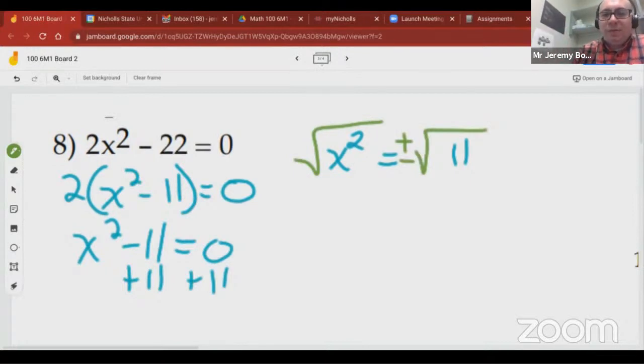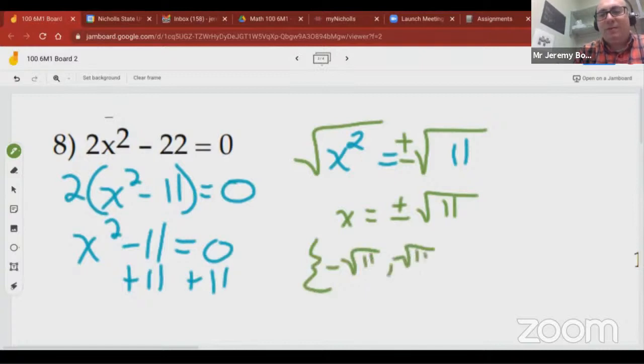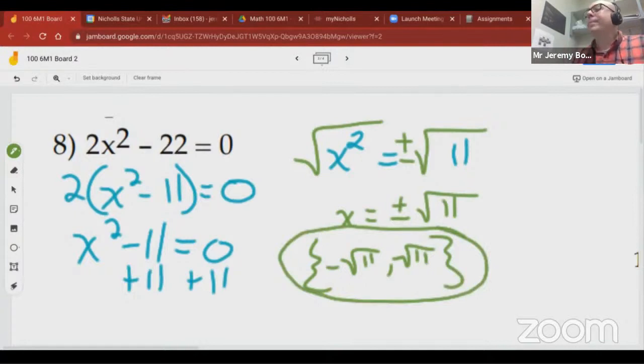And so we just end up with, not x squared at all, x is equal to plus or minus the square root of 11. A solution set here is going to be negative square root of 11, positive square root of 11. We can't evaluate the square root of 11, so that is going to be it. The quadratic formula would have worked on this one as well, but you didn't really need to go that route. This is a possibility. Any questions on 8?